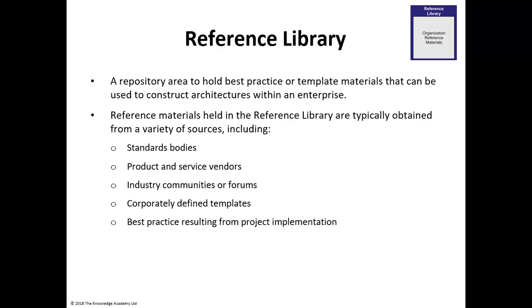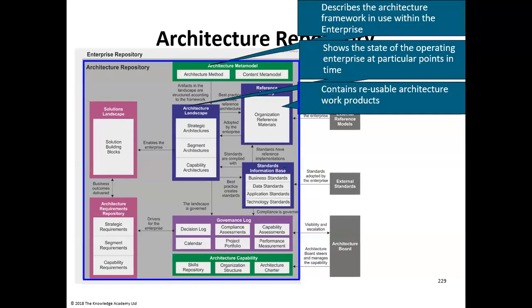Now, the third one is called the architecture landscape. If you remember, yesterday we covered this one, the architecture landscape. It is segregated into three categories: strategic, segment, and capability. Yesterday, you remember I covered enterprise, strategic, segment, and capability. So this is what is called the architecture landscape, which is categorized into strategic, segment, and capability.